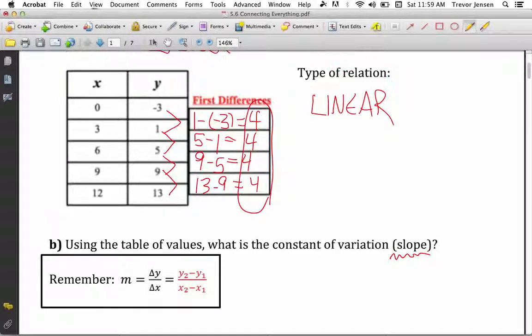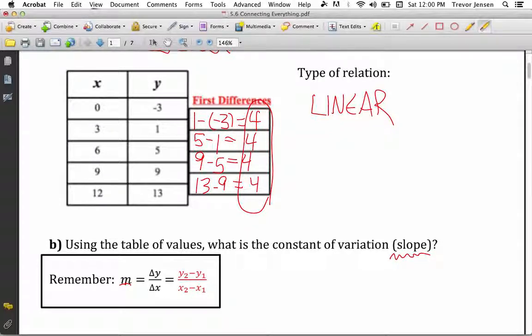So if you remember, we've used the formula to calculate our constant of variation. We used the variable m to represent the constant of variation. And we use the formula, the change in y divided by the change in x, and that will tell us what the constant of variation is. We're going to use a little bit more of an organized method to calculate the change in y and the change in x for this section of this lesson.